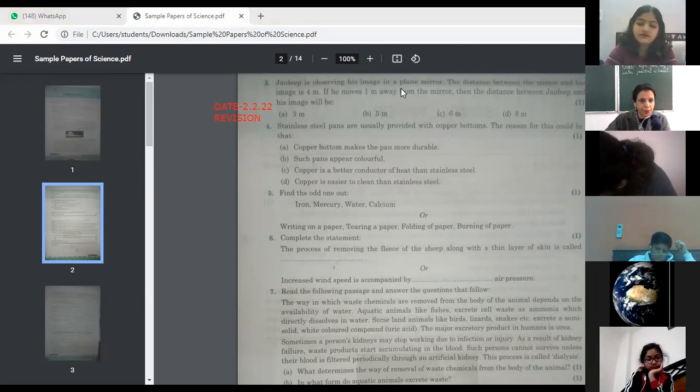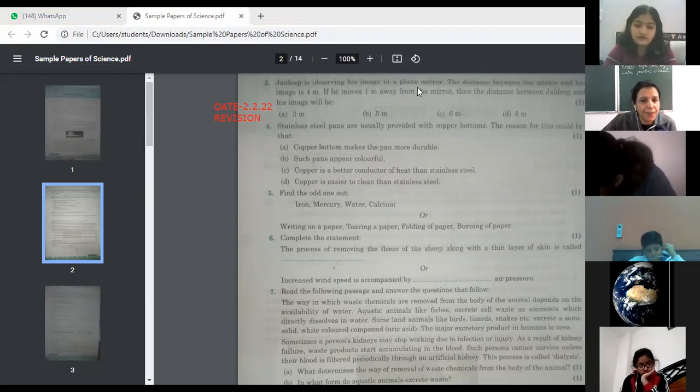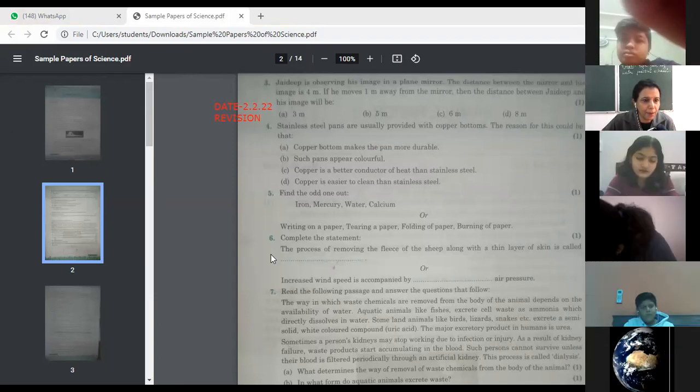Yes, ma'am. Let's continue with the next part. Number 4. Stainless steel pans are usually provided with a copper bottom. The reason for this could be that I think many of the utensils at your place even. Yes, Nabil?